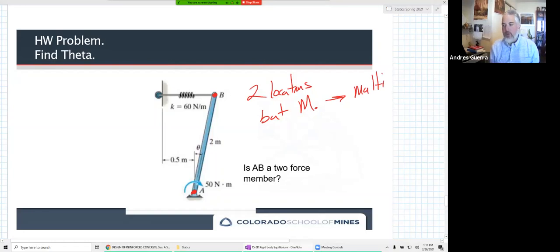All right, we don't know the line of action. The line of action does not go from A to B. So even though there's only two locations, anytime we have a moment, that means it's not a two-force member. And that can be an applied moment, like we have here, that 50 Newton meters down at A. It could also be a reaction moment at a fixed support as well.